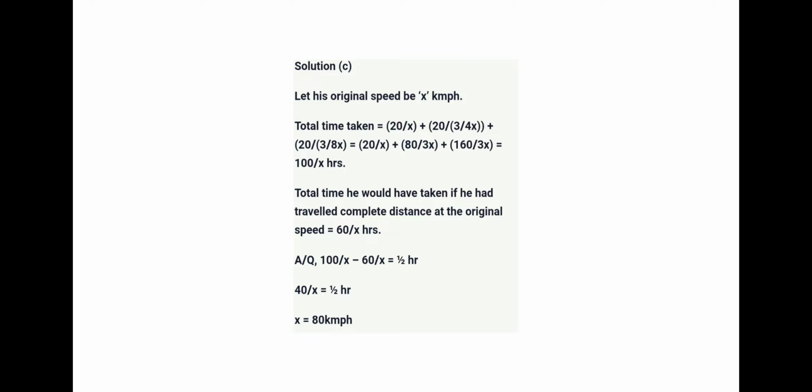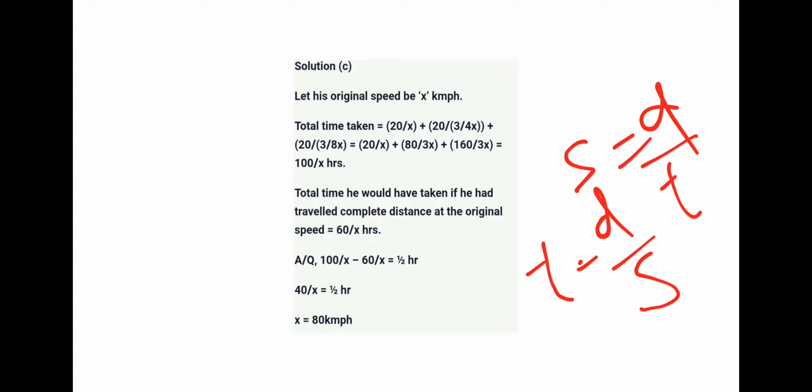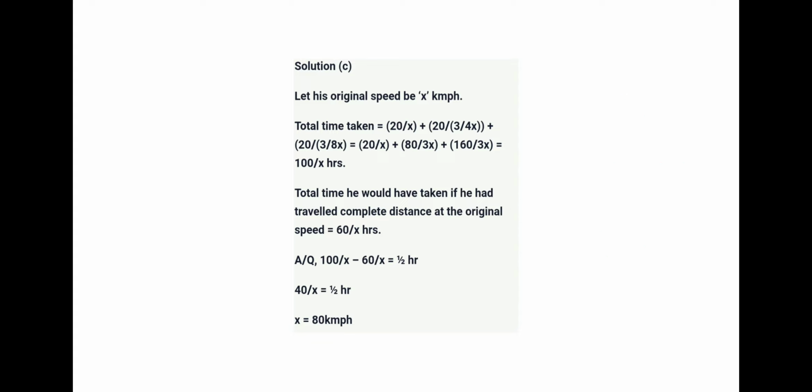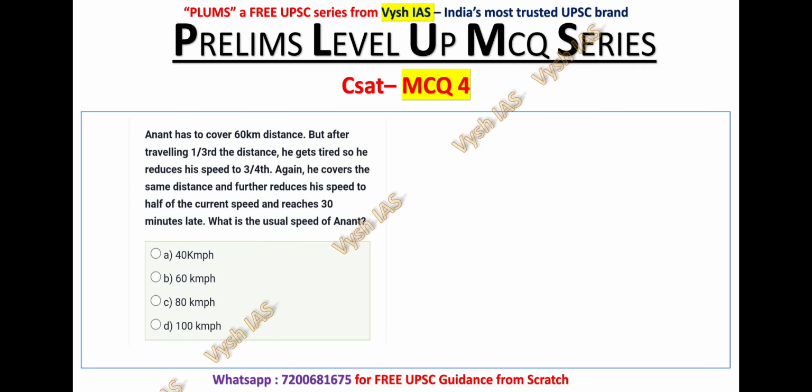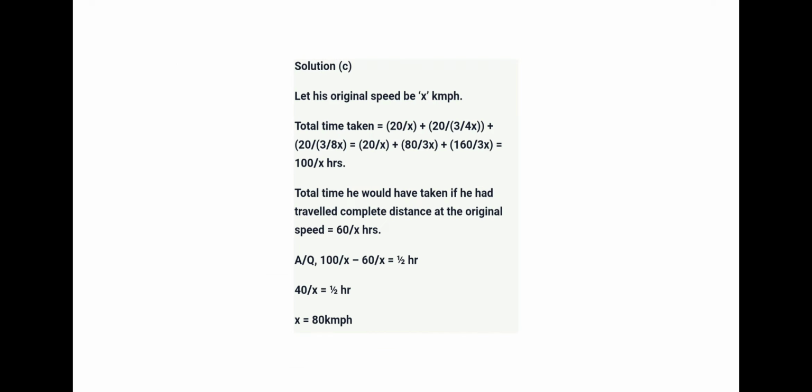The total time taken is, we know the formula, speed is equal to distance by time. So time is nothing but distance by speed. So we have to calculate the total time. As per the formula, time is distance by speed, right? Anand has covered a total of 60 km distance, but after traveling 1/3 of the distance, which is nothing but 20 kilometers, he gets tired, so he reduces his speed to 3/4. So initially, let's take the speed as x. In the initial case, the distance traveled is 20 and the speed is x.